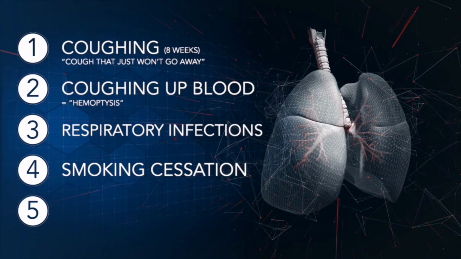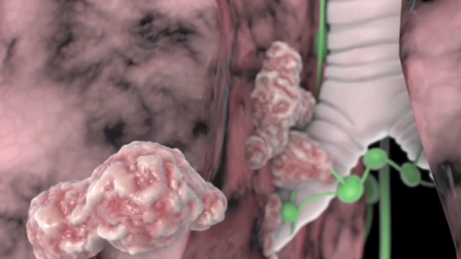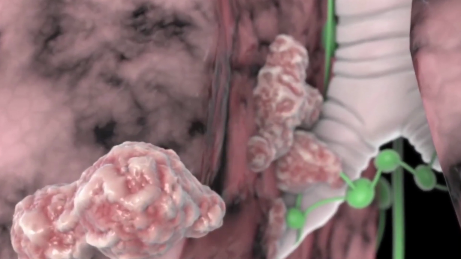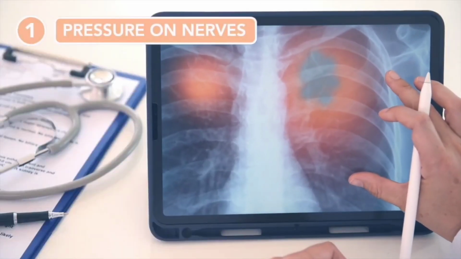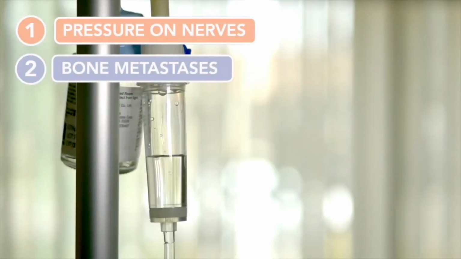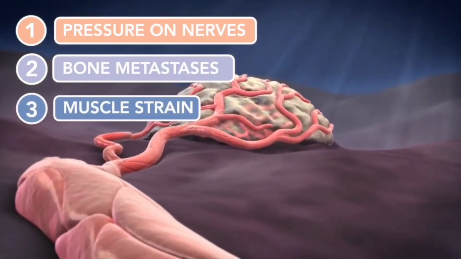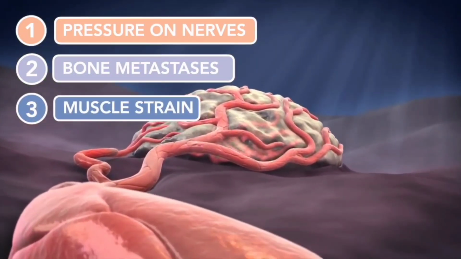And 5. Chest pain. Many people mention that they feel chest pain before they are diagnosed with lung cancer. The lungs themselves do not have nerves that sense pain, but pain can be caused by several things, such as the pressure of a tumor on nerves, pain in the ribs from cancer that has spread to the bones, muscle strain or even rib fractures from repeated coughing.